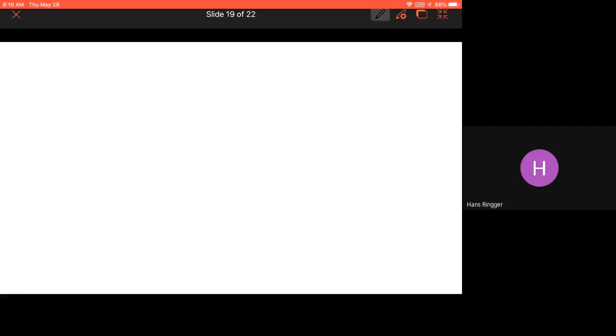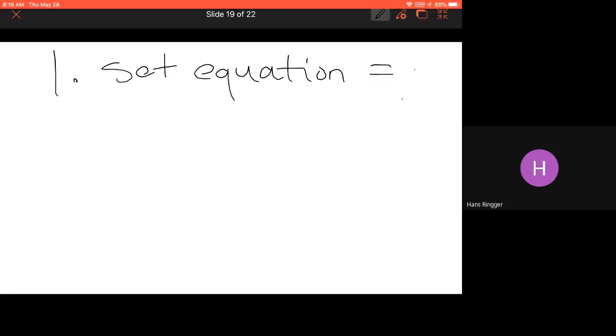Step 1, we want to set our equation equal to 0. We did this a couple days ago when we talked about graphing our equations in order to be able to see the solutions. We had to set the equations equal to 0 in order to graph them on Desmos. So setting the equation equal to 0 is step 1.